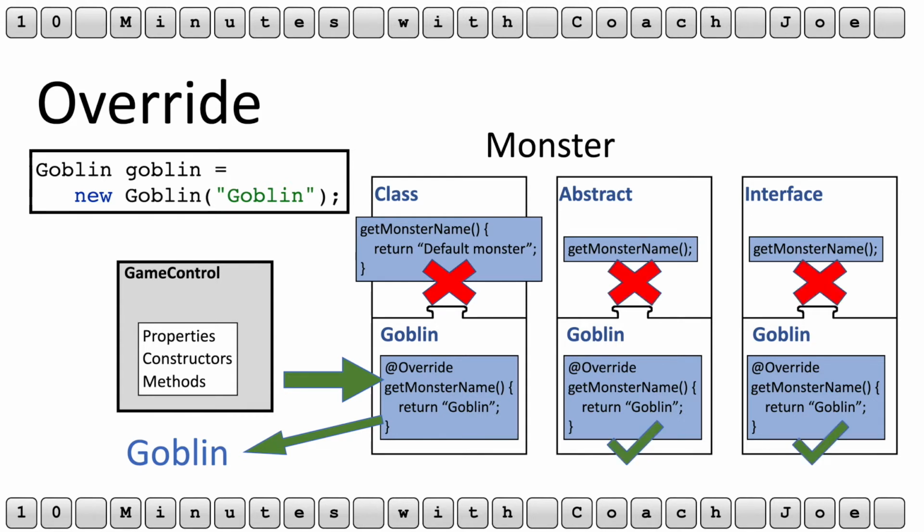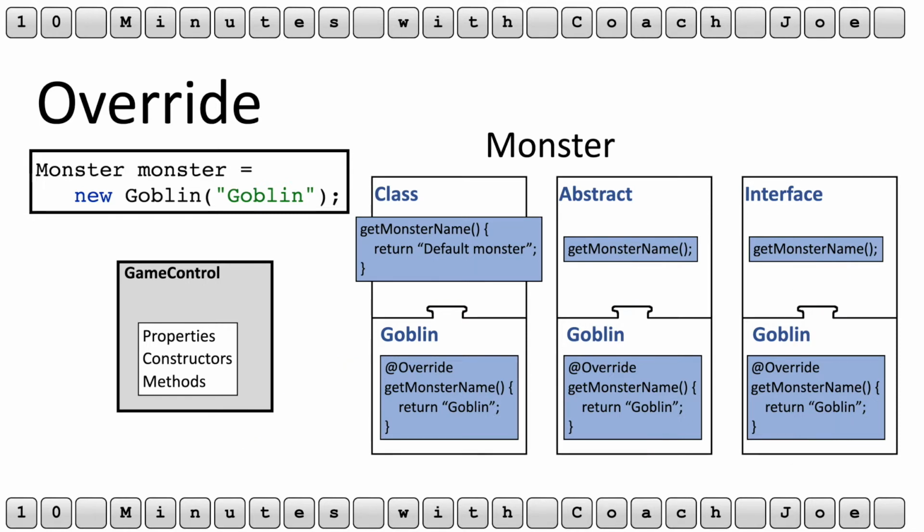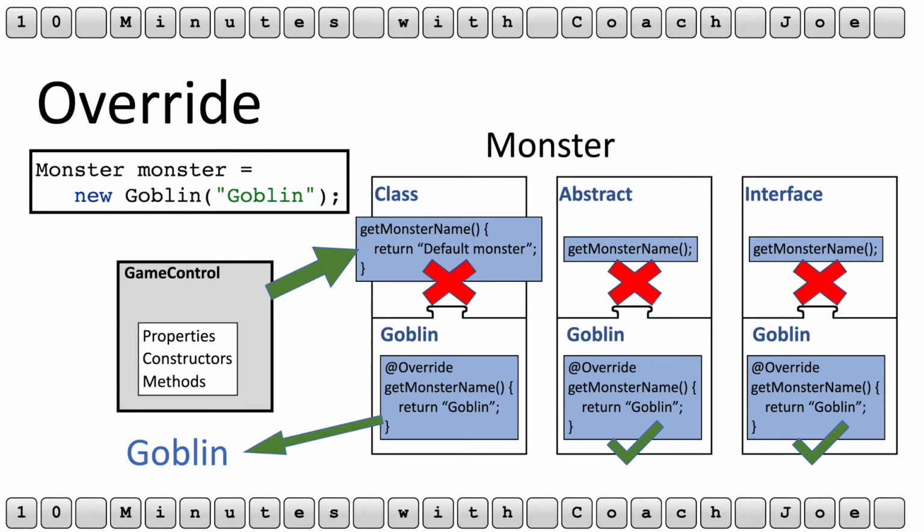The child overrides the parent for abstract methods in the abstract class and interface because there is no code in the parent. If the game control object instantiates the goblin child class as a parent or monster data type and requests the getMonsterName method, the value goblin is returned from the child class. Again, the child class overrides the parent class. This is true for the abstract methods in an interface and abstract class.